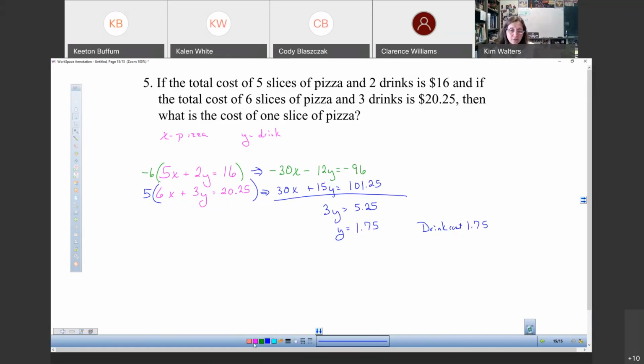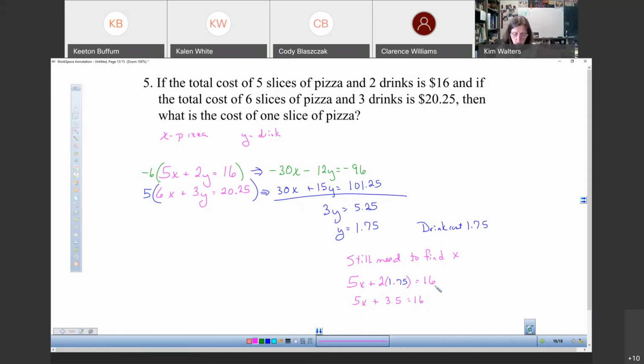So I still need to find x. So I'm going to go back to 5x plus 2 times, and here's where I substitute in the y value. So I know y is 1.75. And this is equal to 16. Okay. And so I have 5x plus 3.50 is equal to 16.